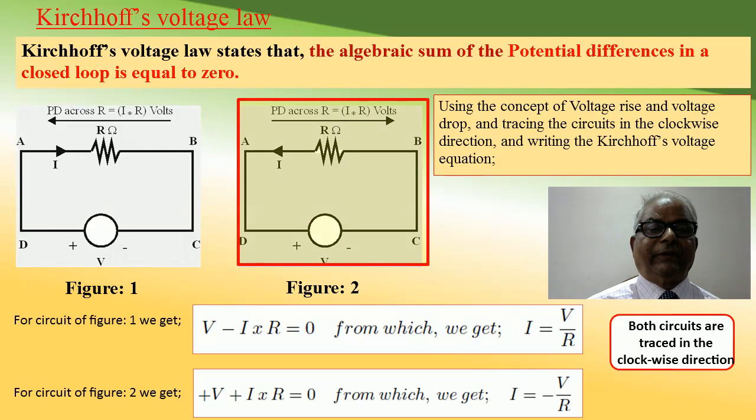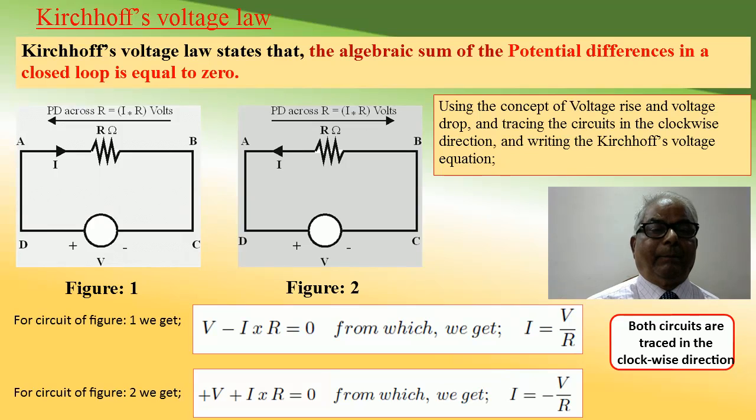Similarly, tracing figure 2, again in the clockwise direction, say C, D, A, B, C, we get plus V plus IR is equal to 0. It is plus V because we are tracing from C to B, or from minus to plus across the active circuit element. Therefore, we have taken plus V. Similarly, we are tracing from A to B, or in the direction against the direction of the current. Therefore, we have taken the potential across R as plus IR. Therefore, we get the equation for I equal to minus V by R.